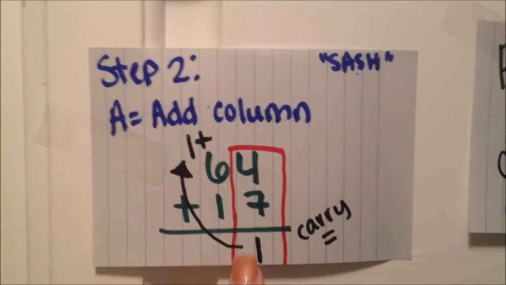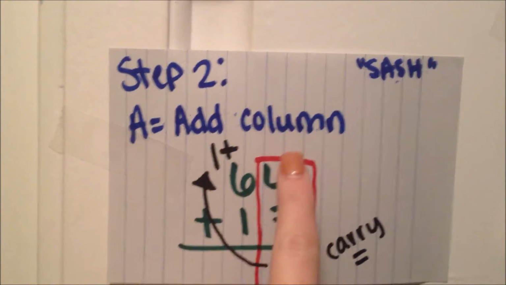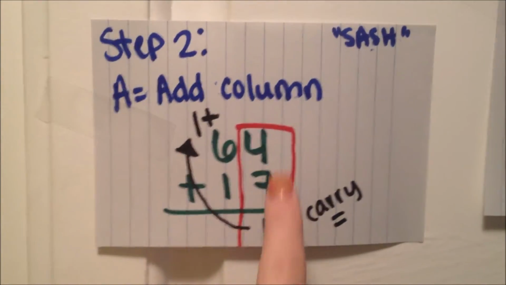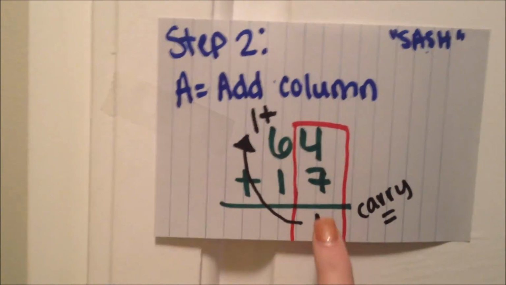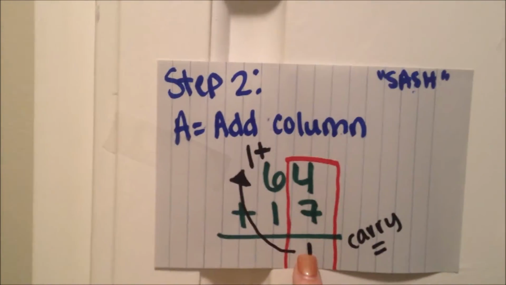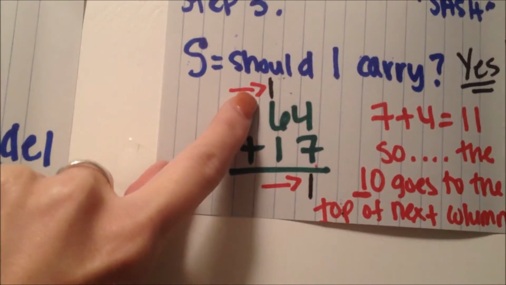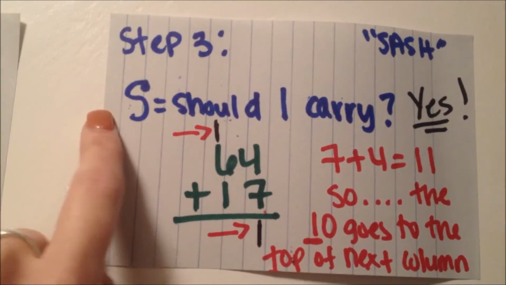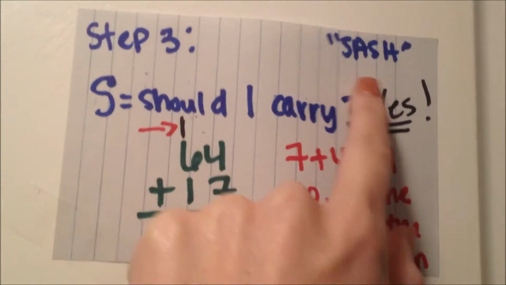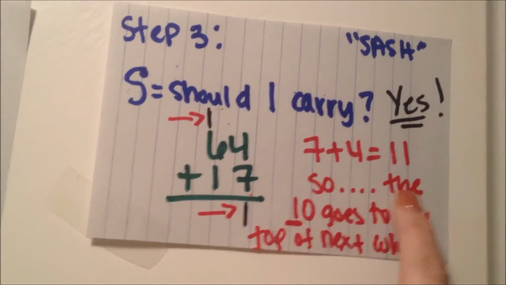Step 2, the letter A in SASH, is add column. So I added the 4 and the 7, which equals 11. Well, you can't put 11 ones down here, so you have to carry your 1 to the tens column, and you put it at the top. Step 3 is another S: should I carry? Yes, you should here. 7 plus 4 is 11.